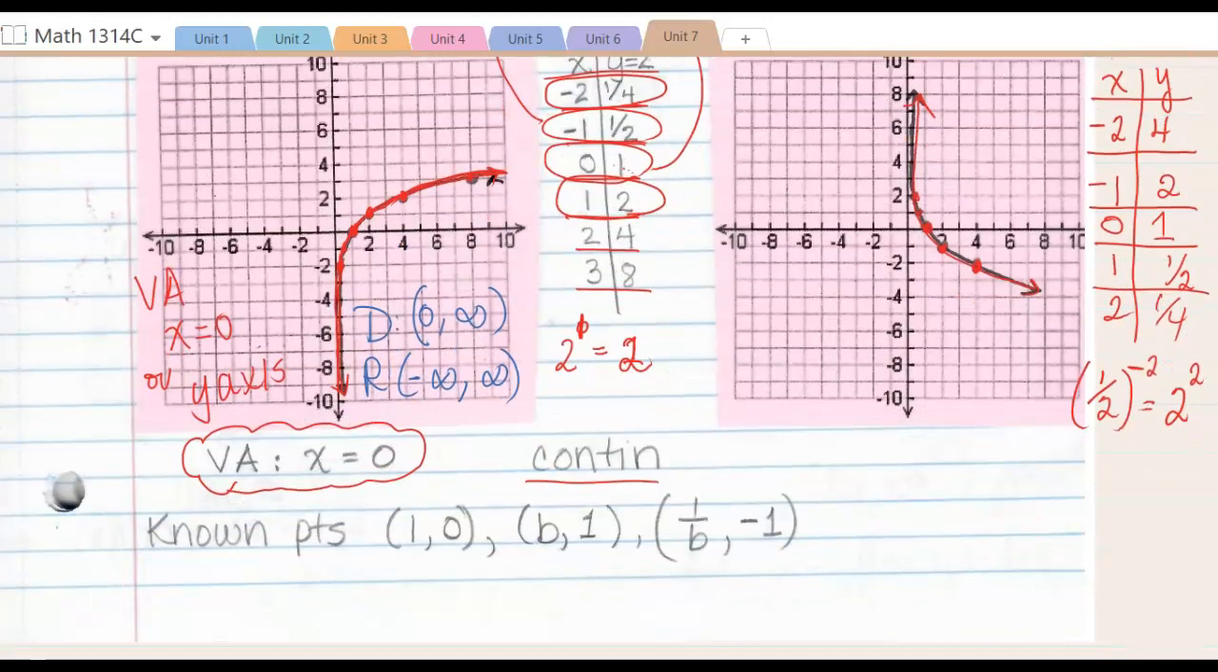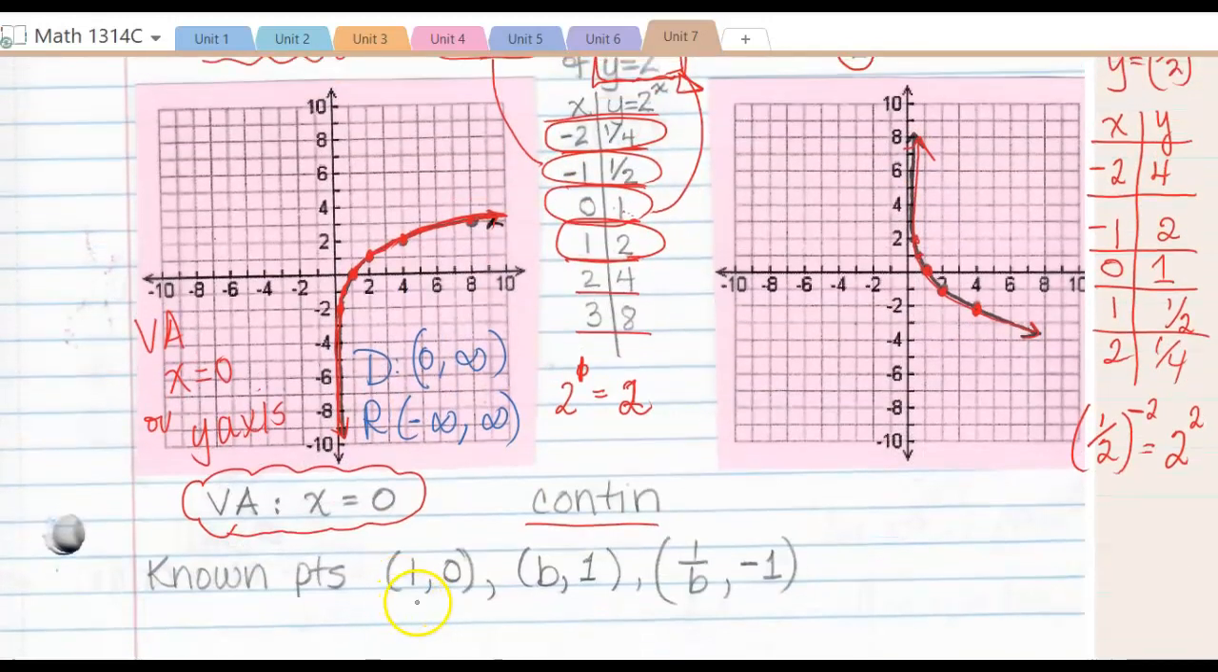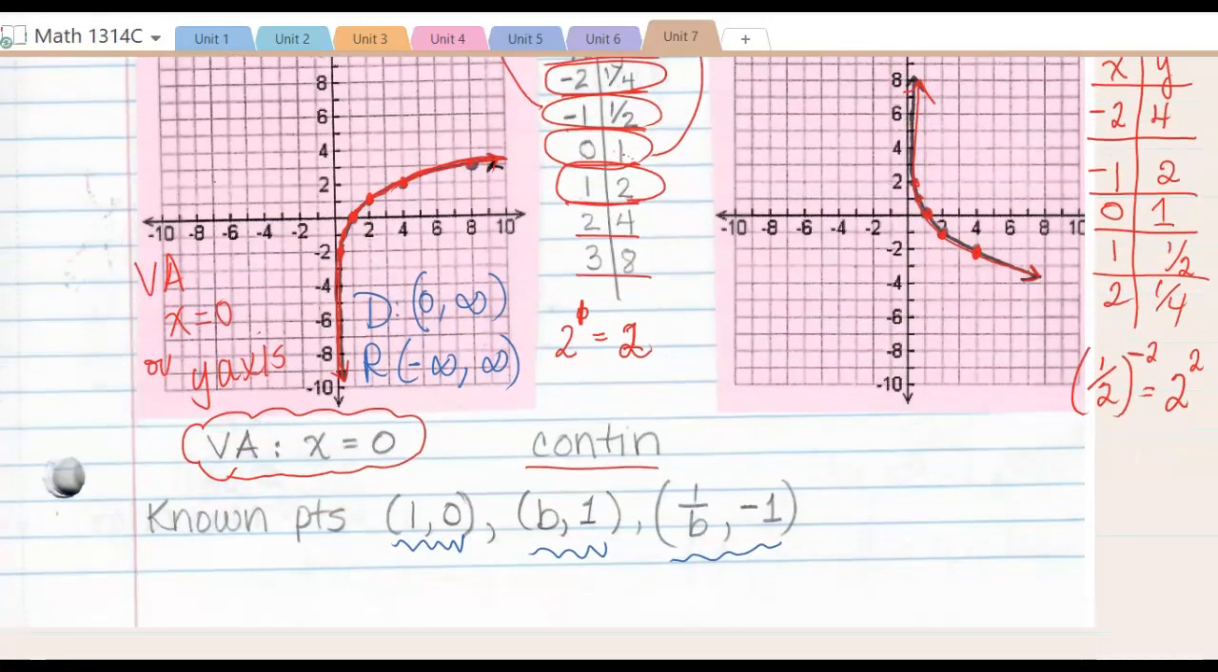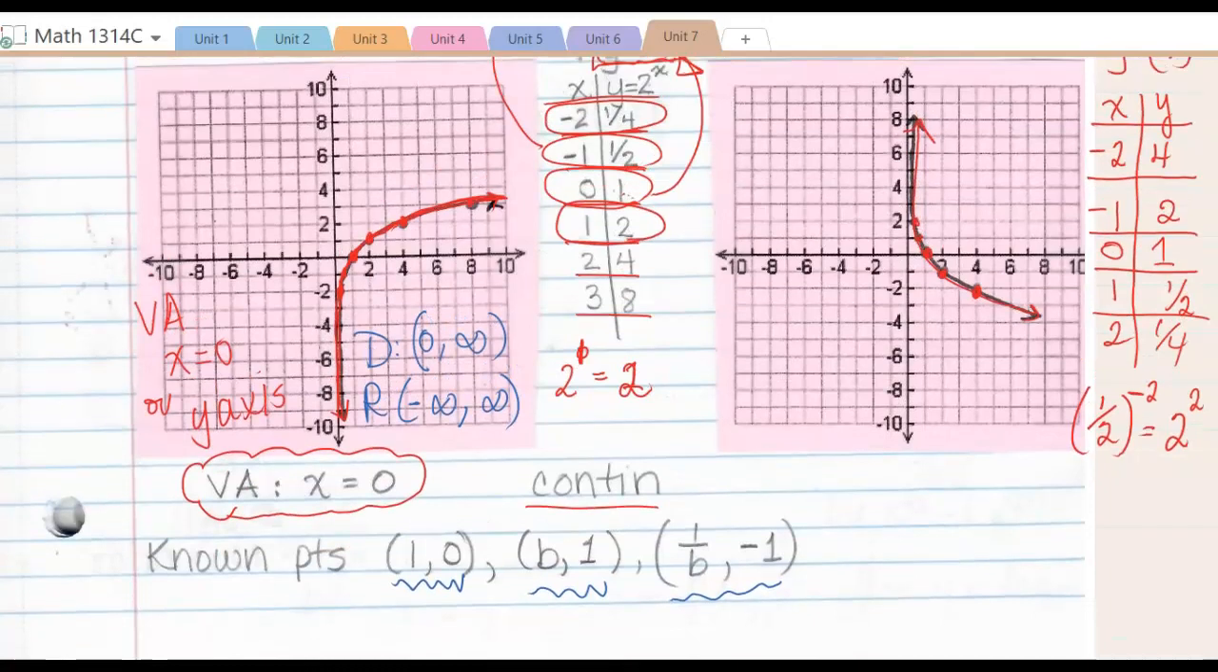The other thing that we need to know are certain points. Just like we knew 0, 1 for exponential, we know 1, 0 for the log. Just like we knew 1, b, now we'll know b, 1. And likewise, we also know that 1 over b, -1 is also a point. I'm getting these from the exponential graphs. So I really don't know how to graph log functions, but I do know how to graph exponential functions and then switch those points around because they are inverse functions of each other.